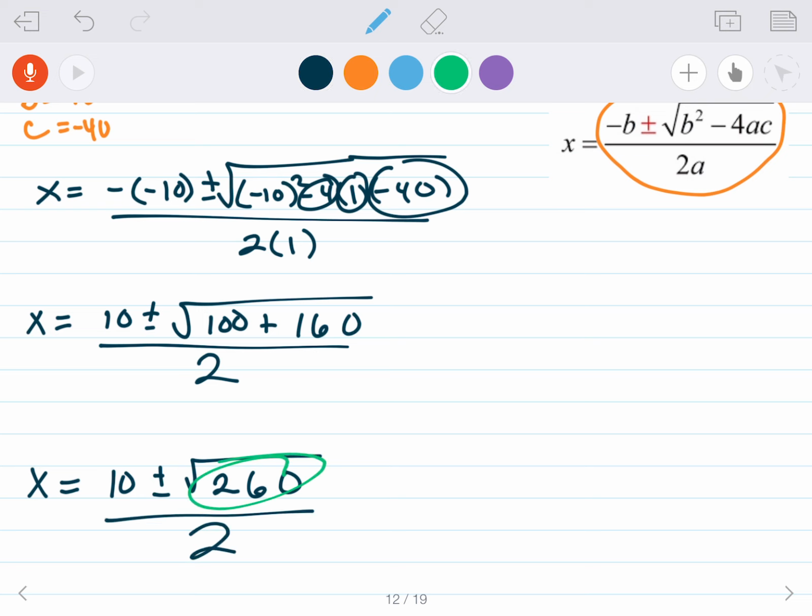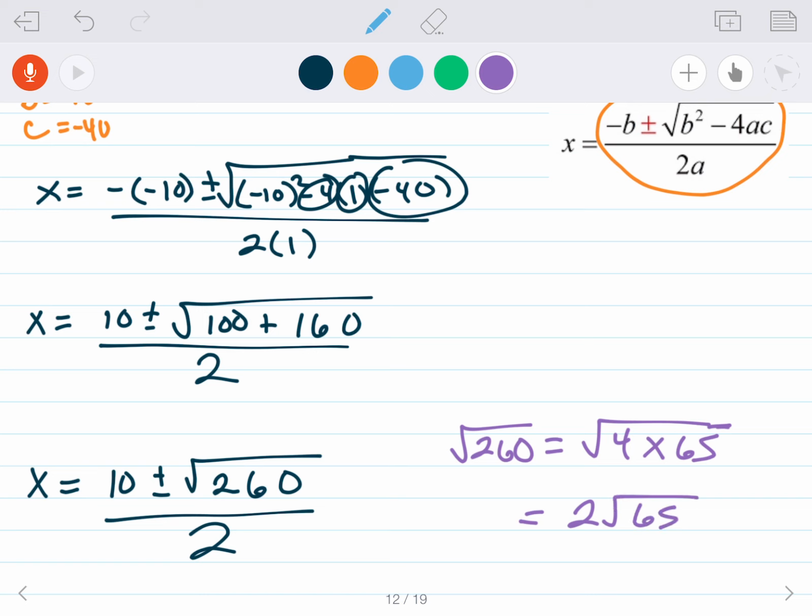I think I can simplify 260. I'm going to try 16. Does 16 go into 260? Let's see. No. Let's try 4. Yeah, 4 times 65 is 260. So simplifying this is the same thing as 4 times 65. And the square root of 4 is 2, so I pull it out, leave the 65 on the inside. And 65 can be divided by 5. It's 5 times 13, but that can't be simplified anymore.